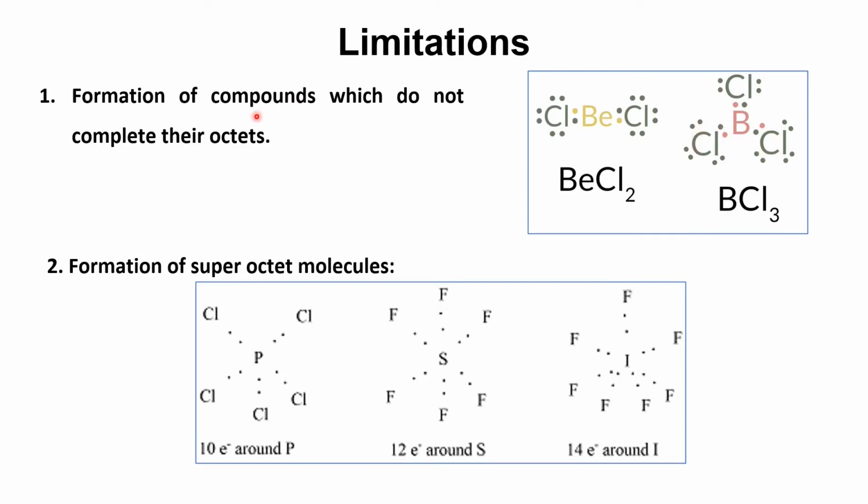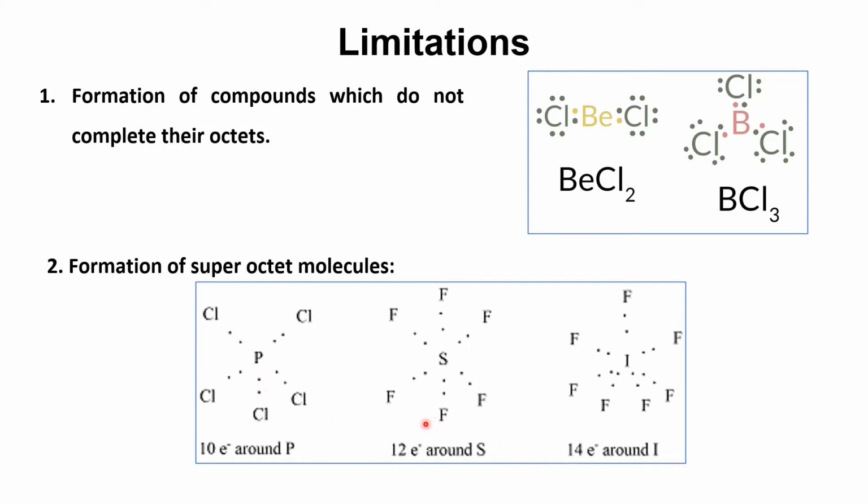So some compounds do not follow this octet rule and do not complete their octets even after formation of the molecule. Another limitation of the octet rule is that there are some superoctet molecules also. For example, in PCl5, the phosphorus gets 10 electrons around it after formation of PCl5. So this forms a superoctet molecule, because the electrons around phosphorus are more than 8.